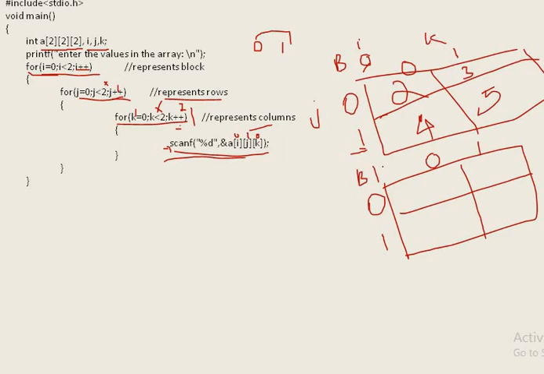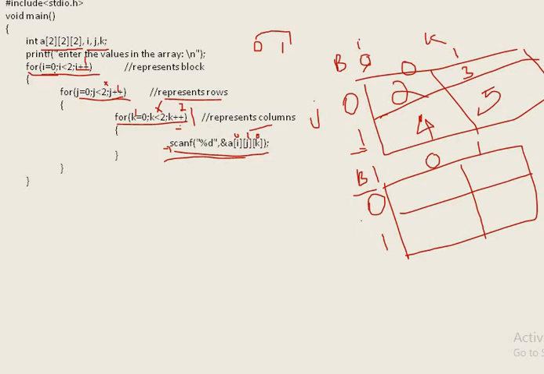Now we have to insert the values into block 2. Therefore the I value is incremented by 1 and I now becomes 1. So we have reached block number 1. Again this process will be continued for the second block also.